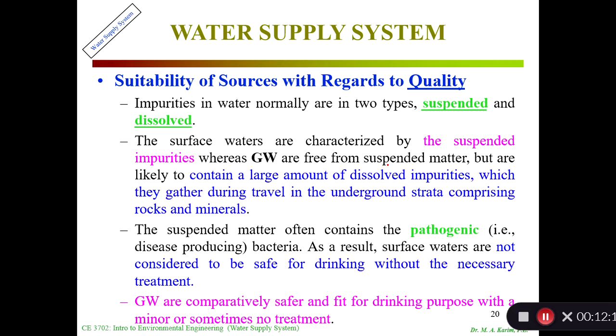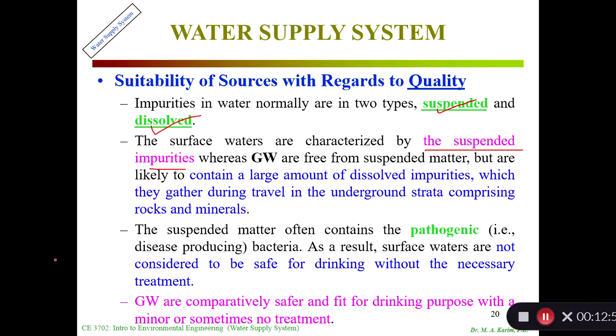Quality is very important. There are two different types of impurities in the water. One is suspended, the other one is dissolved. So surface water is characterized by suspended impurities because a lot of things are coming in, whereas groundwater is characterized by dissolved impurities, a large amount of which they gather during travel in the underground strata comprising rocks and minerals. The suspended matter often contains pathogenic bacteria. As a result, surface water is not considered to be safe for drinking without any form of treatment, whereas groundwater is comparatively safer and fit for drinking purpose with a minor or sometimes no treatment.